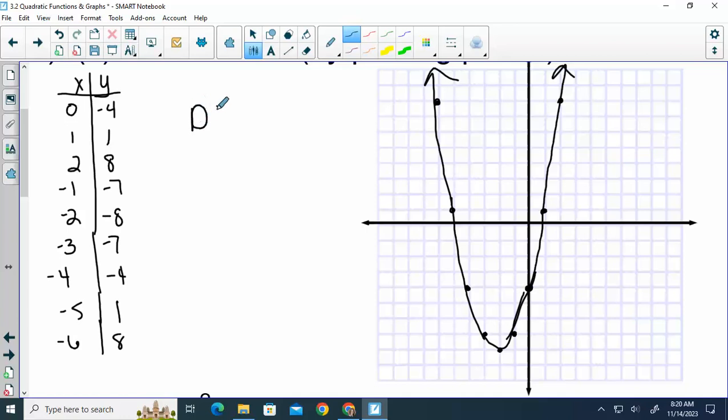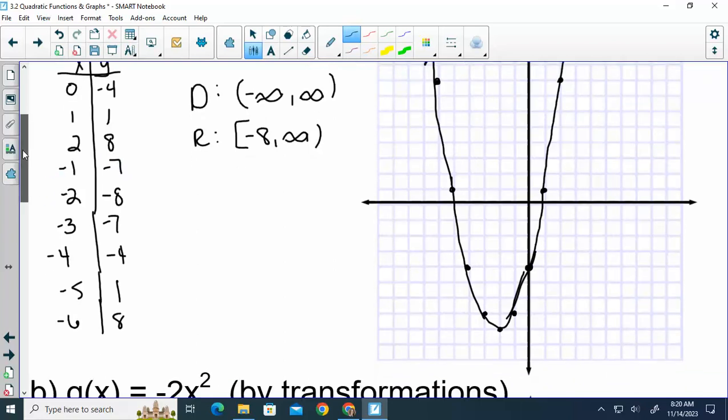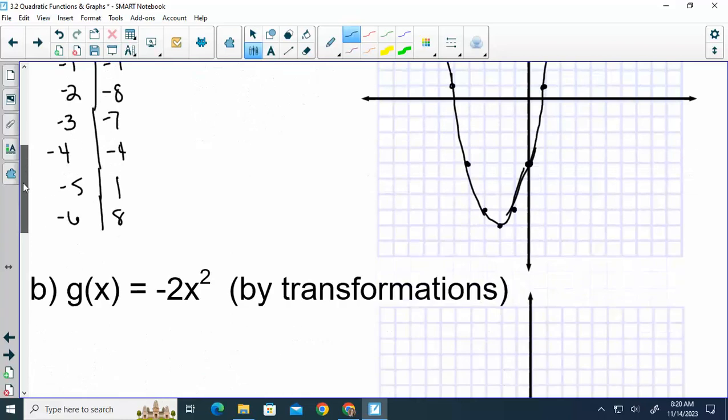What's our domain here? Our range? Negative 8 would get a bracket. Okay. So, that wasn't great. Let's look at other options.